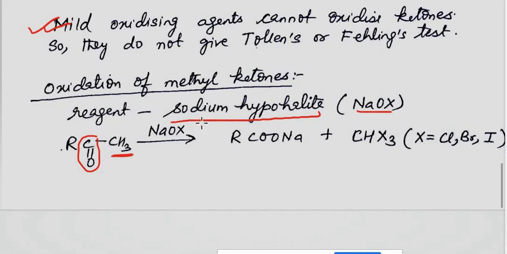So when this happens, then this carbon gets converted into halo form. This is known as haloform. If you have chlorine over here, then it will be known as chloroform. If you have bromine in presence of X, you will have bromoform.